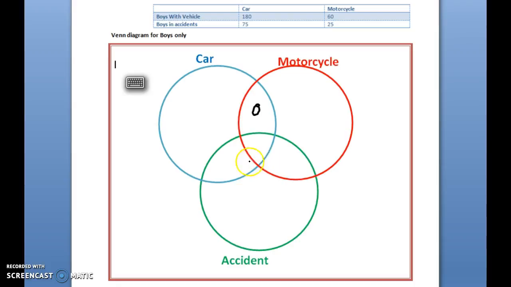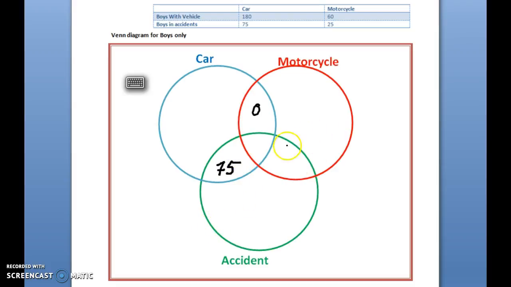Let's look at the intersection section first, the section that intersects between green and blue. This section right here represents male students who have a car and who got into an accident. And we know this number. Based on the table, boys in an accident under the column of car is 75. So 75 goes here.